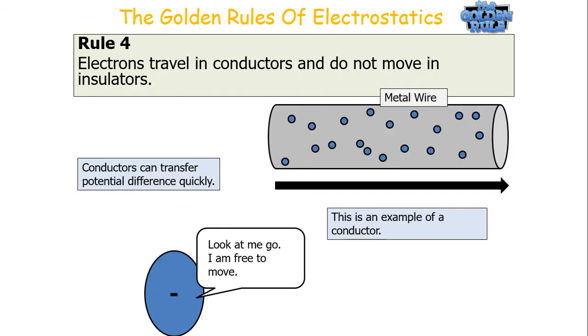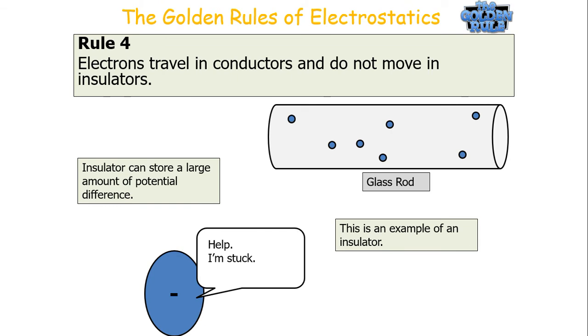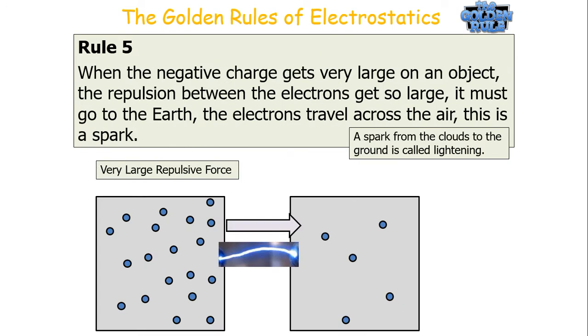Rule 4. Electrons travel in conductors and do not move in insulators. Okay, so conductors can transfer this potential difference quickly, but insulators can store a large amount of potential because the charge is stuck in these insulators. And then finally, when the negative charge gets very large on an object, the repulsion between the electrons gets so large, it must go to the Earth, it must go to the ground. The electrons travel across the air, which forms a spark. The spark from the cloud to the ground is called lightning.